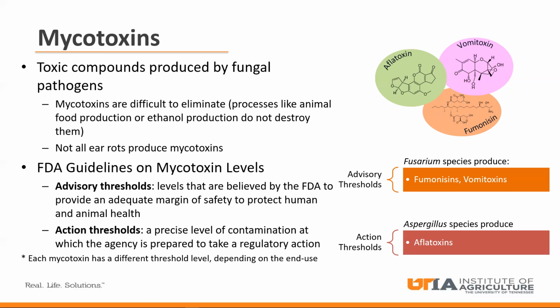So aflatoxins have the strong action thresholds. They are produced by Aspergillus species and are known carcinogens. Fumonisins can also be a carcinogen, but only have an advisory threshold. And then vomitoxins, as the name sounds, aren't a known carcinogen, but in animal feeds they will make animals regurgitate.